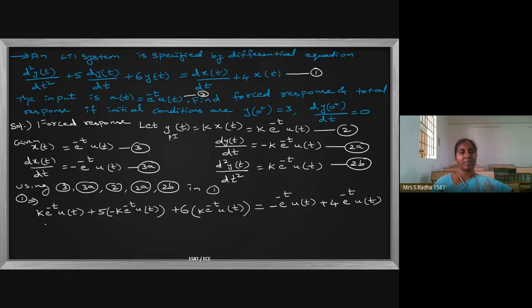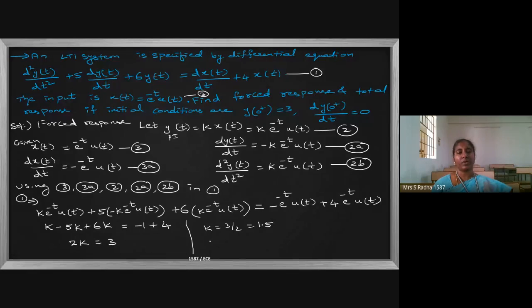So I will make a common cancellation. So k minus 5k plus 6k is on LHS. Right side it is minus 1 plus 4. I have cancelled out e power minus t u of t throughout the equation, so the value will not change. So on the left side I have 7k minus 5k, which is 2k. Right side I have 3. So k value is 3 by 2, which is 1.5.